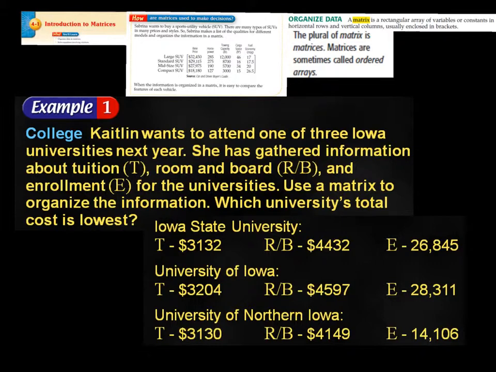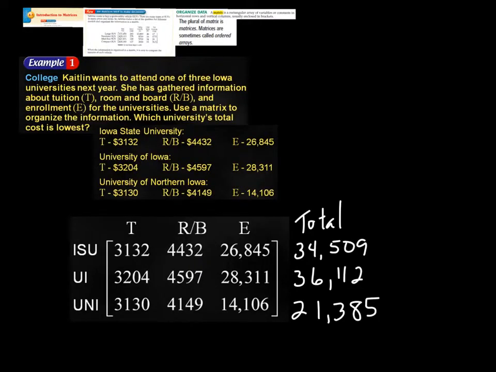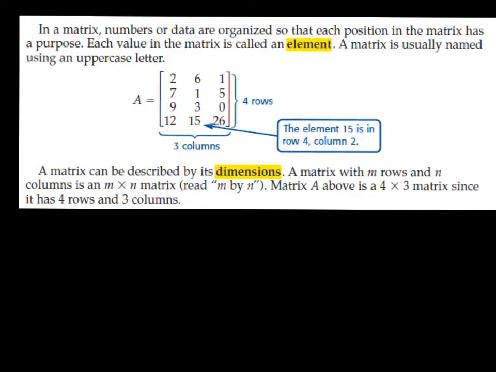Now, most of us would probably put this into a spreadsheet like Excel or Google Sheets and compare it that way. We could organize the data into a matrix, add across the rows and find the totals. And it looks like for this set of data, which this book was copyrighted like 2005, so it could be a tad outdated, the winner looks like Northern Iowa University with the lowest total of $21,385.